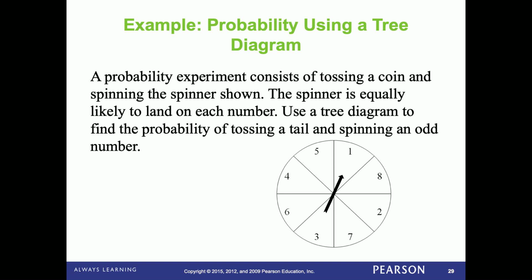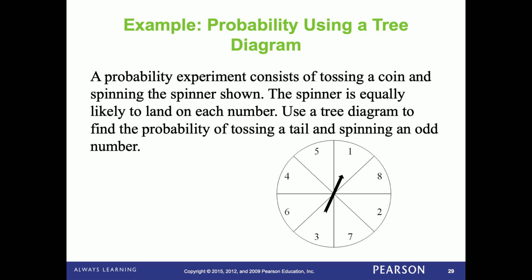All right. The probability experiment consists of tossing a coin and spinning the spinner shown. The spinner is equally likely to land on each number. Use a tree diagram to find the probability of tossing a tail and spinning an odd number. So, with a coin, you have heads or tail. So that's 2 branches. Off of those 2 branches, you have 1, 2, 3, 4, 5, 6, 7, 8. So there's 16 possibilities, but you want an odd number.